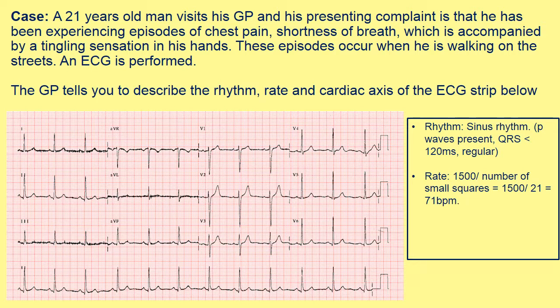Now let's look at the axes. So we go into lead 1 and lead 2. Both of them are pointing upwards, predominantly upwards. So we say if both of them are positive, then that has to be a normal axis, normal cardiac axis.